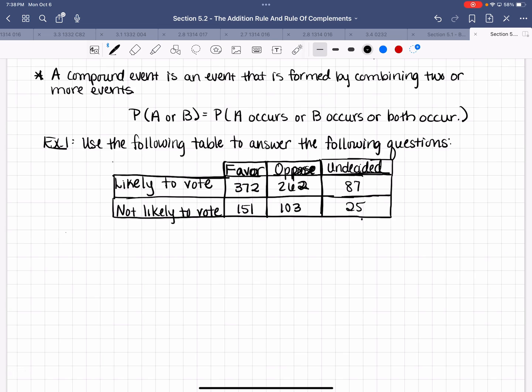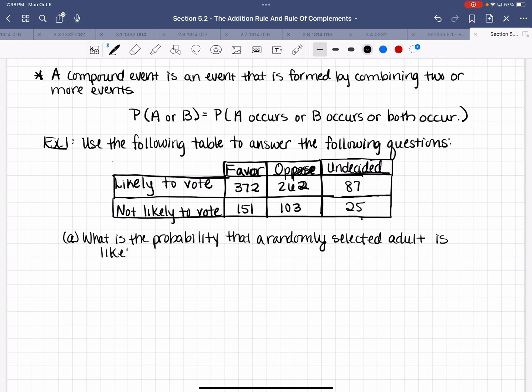Okay, so part A says, what is the probability that a randomly selected adult is likely to vote and favors the law?